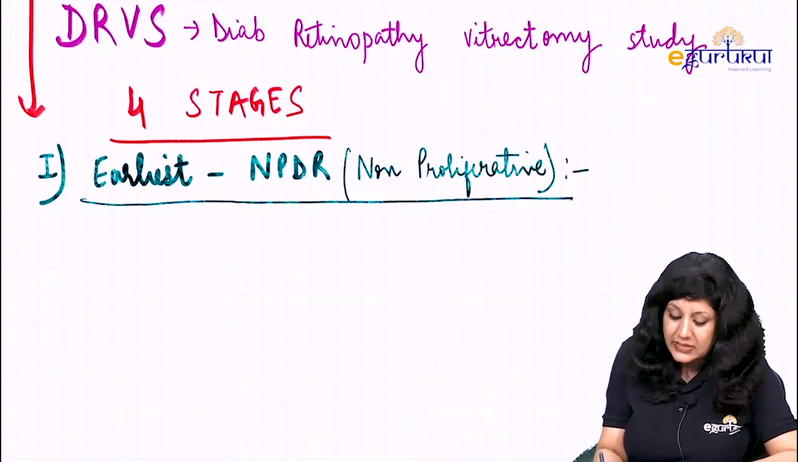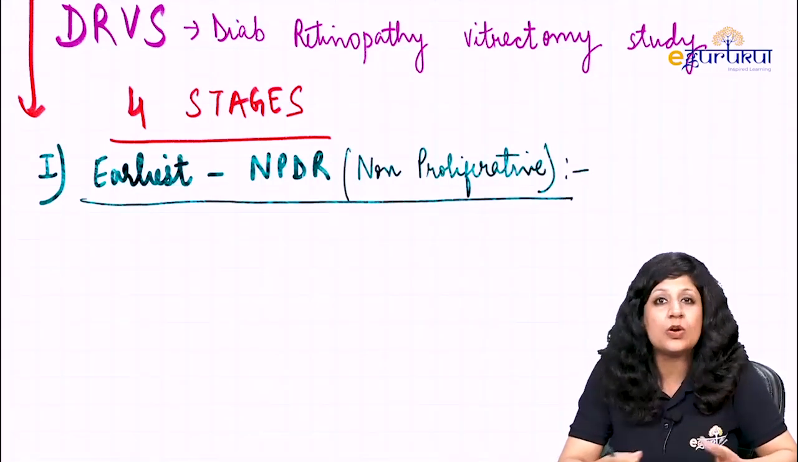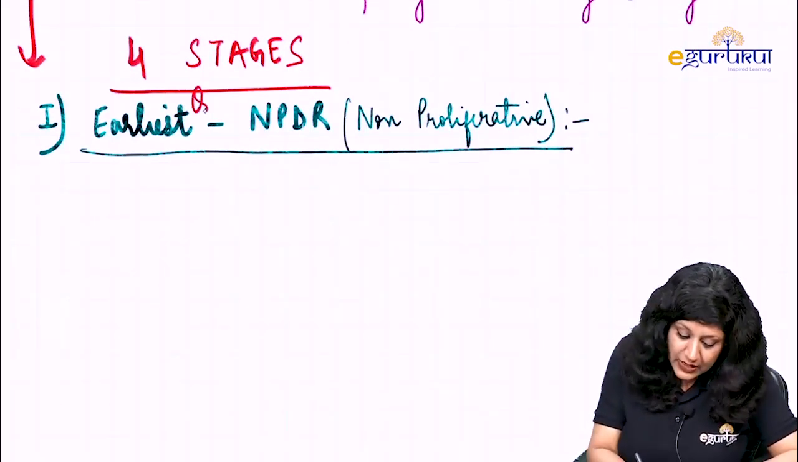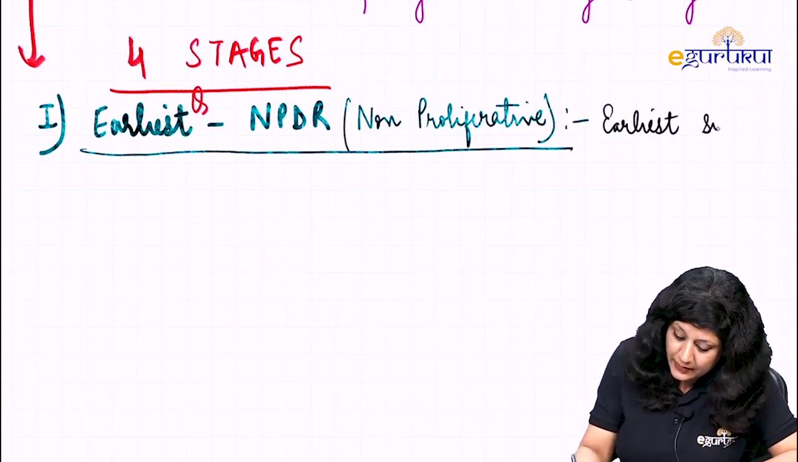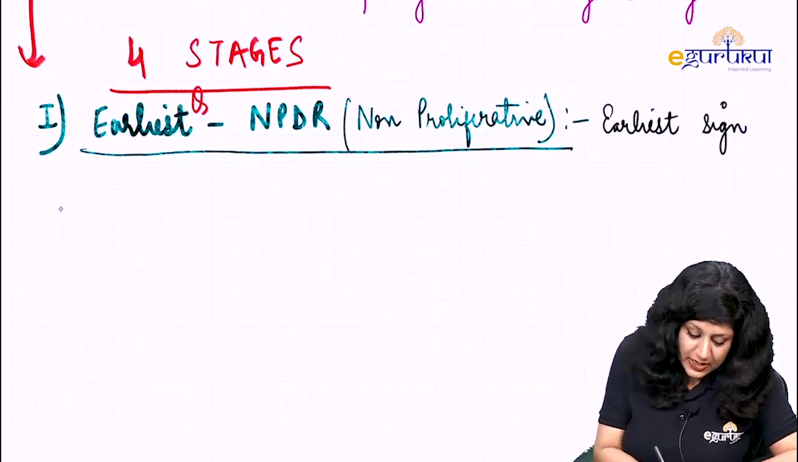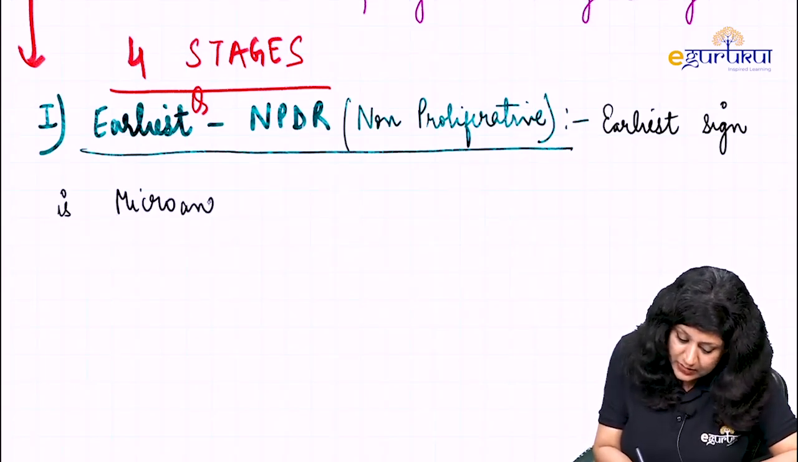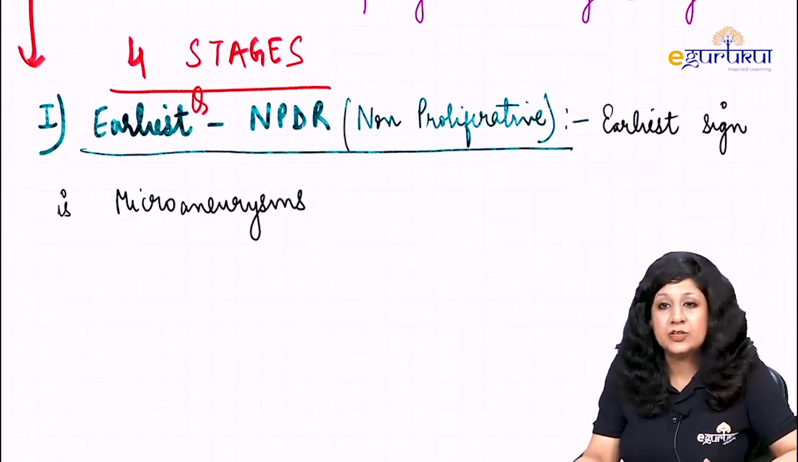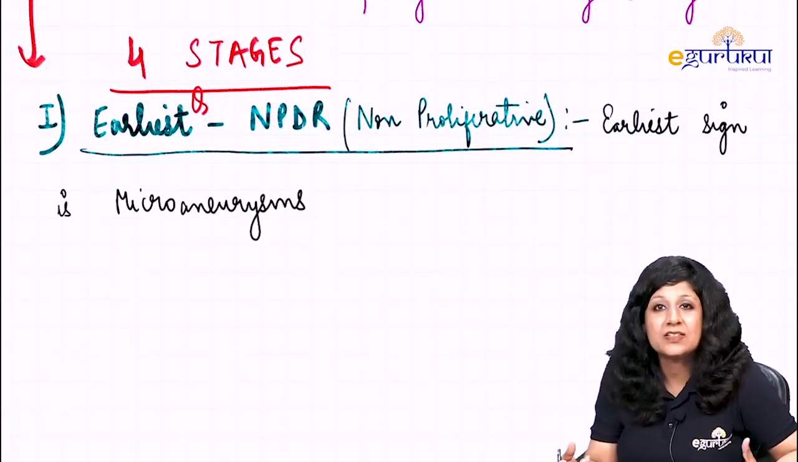Now, can you see the name is non-proliferative stage. So here you do not have any proliferation. This is the earliest stage of diabetic retinopathy, and the earliest sign of this stage is actually the microaneurysms. Not only the earliest, but it is also the hallmark sign, the most pathognomonic sign, the characteristic sign.